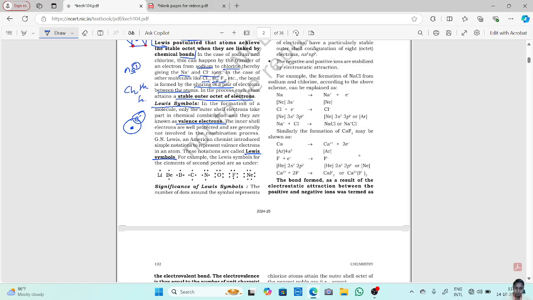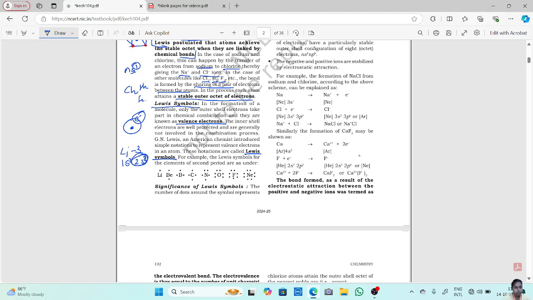Now, lithium has atomic number 3. If I write the electronic configuration, it will be 1s2, 2s1. So in 2s there is only one electron, that is the valence electron of lithium, so 1. Beryllium is 4, so it will have 2s2. So the last shell has 2 electrons, so 2.